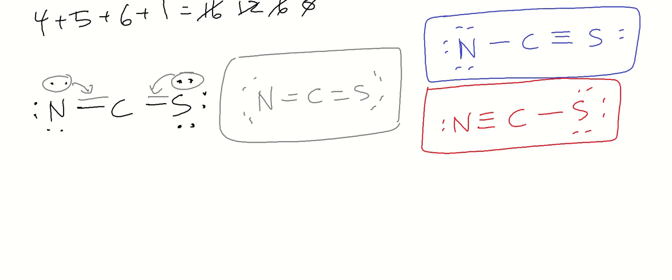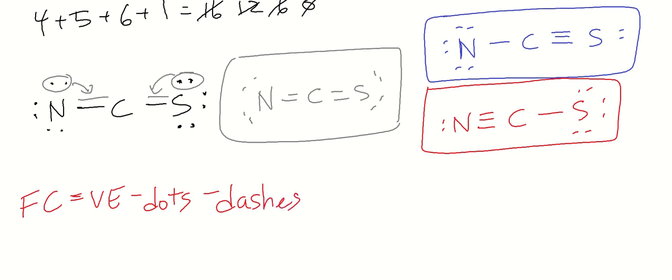The formal charge is simply the valence electrons of the atom in the molecule, minus the dots, which are the electrons, minus the dashes, which are the bonding pairs. And you want to get the Lewis structure with the lowest formal charge. That'll be the most stable, most likely scenario.